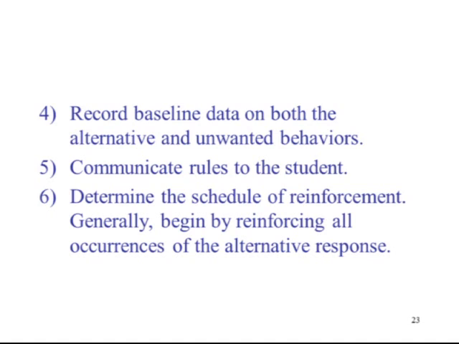Step 6, determine the schedule of reinforcement. Gradually begin by reinforcing all occurrences of the alternative response. So in the beginning, you reinforce it every time it happens, and then you set up a schedule for thinning the schedule of reinforcement. If it's a communication skill that you're teaching the student, you may decide that the student actually gets what he or she asks for most of the time, but maybe you're not going to praise the student as much, maybe praise every other time, then every third time. And then you may start delaying access. That's another way that you fade reinforcement.